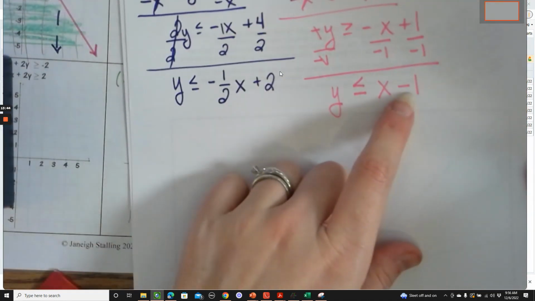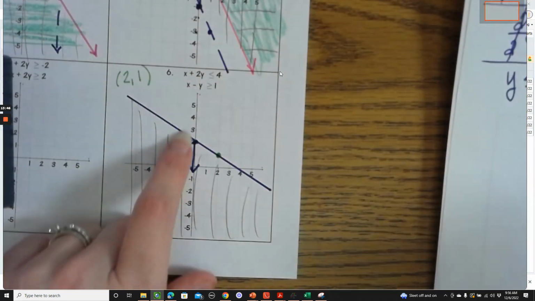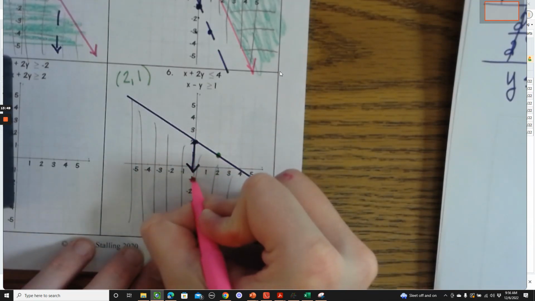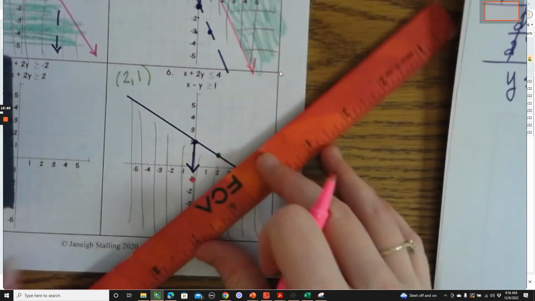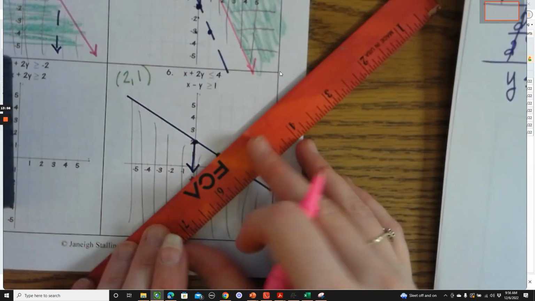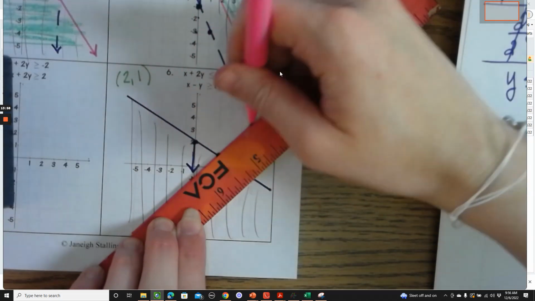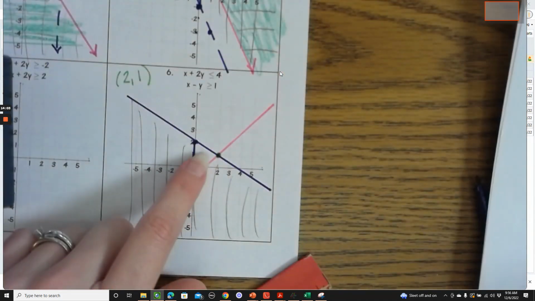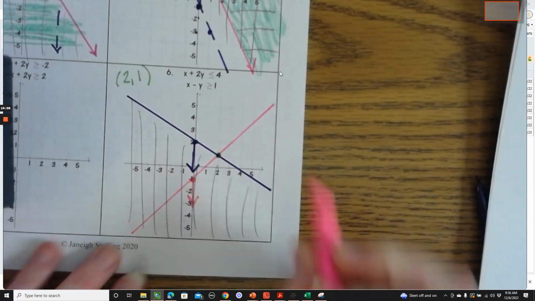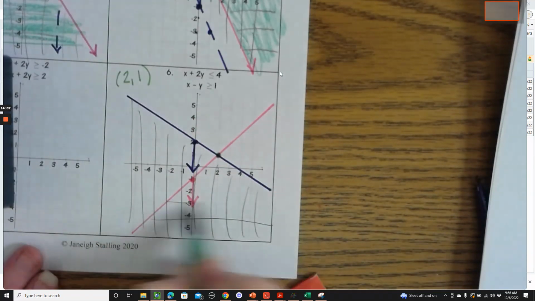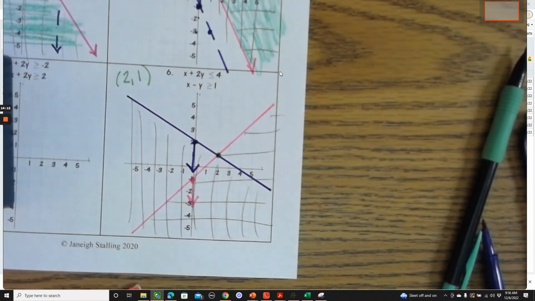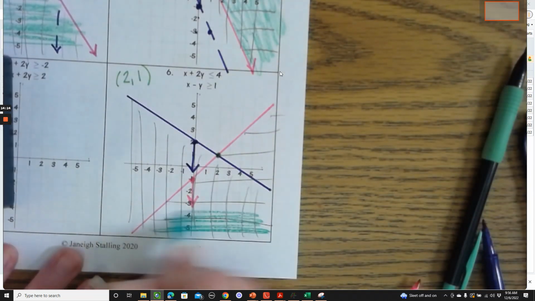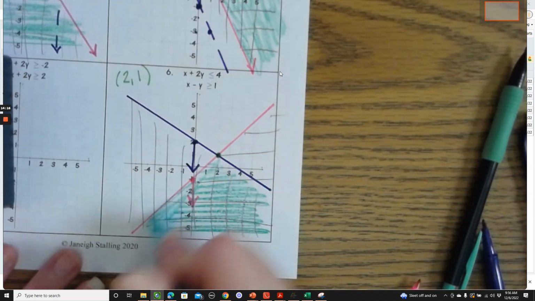And then the other one, the y-intercept is negative 1. So I go to negative 1. That little green dot, that's my good line. This line is going to be solid as well. And then y is less than. So less than the y-intercept. Everything below this line. So where they cross, which is this section here, that's your solution.